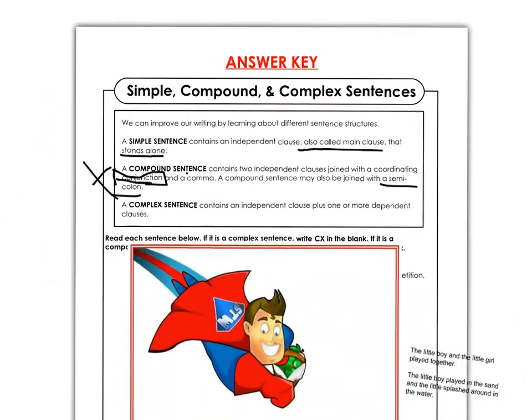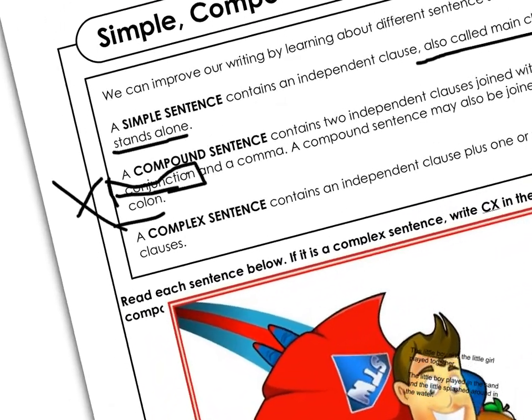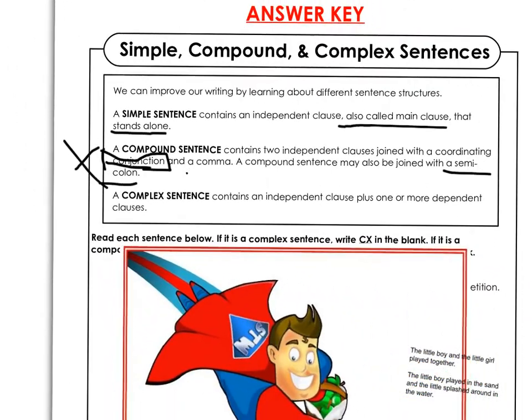Okay, so that leads us on to the most tricky one, which is a complex sentence. And this contains an independent clause plus one or more dependent clauses. Now, you'll have heard me talk about dependent clauses before. The other word for them is subordinate clauses. Now, that's the part of the sentence that cannot stand on its own. It needs the main clause to make it make sense.